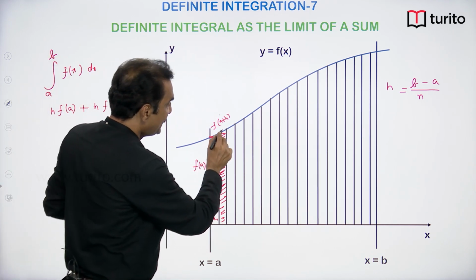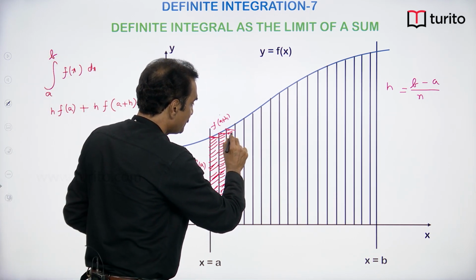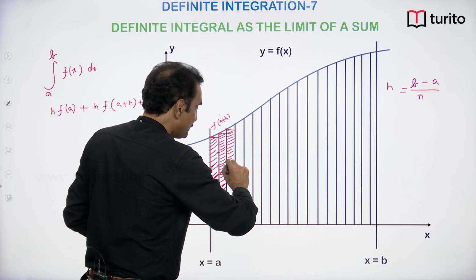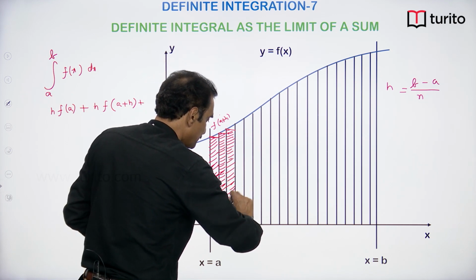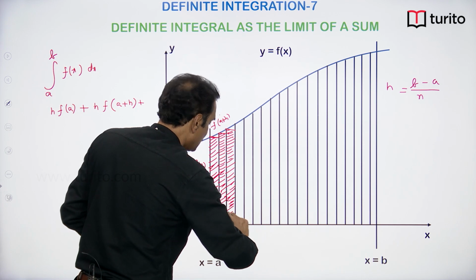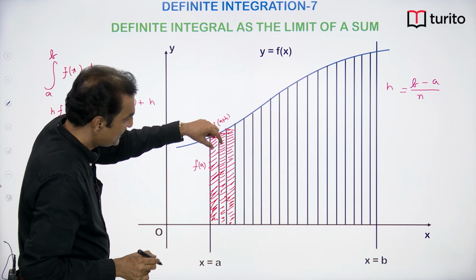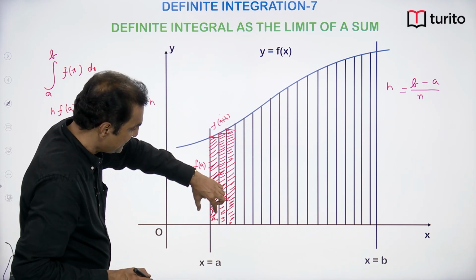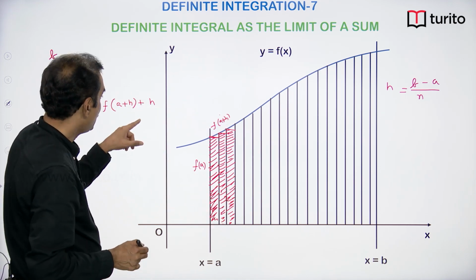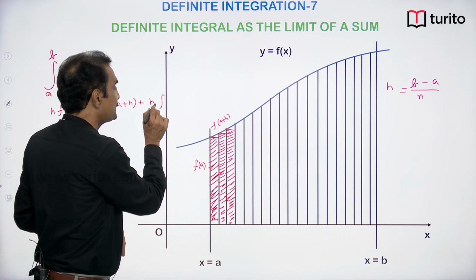Similarly, the area of the next rectangle will be h into, what is the x coordinate of the third point? It is a plus 2h. So h into f of a plus 2h.